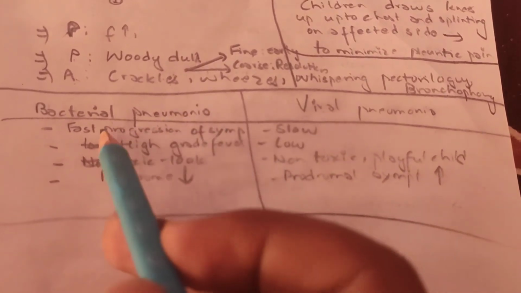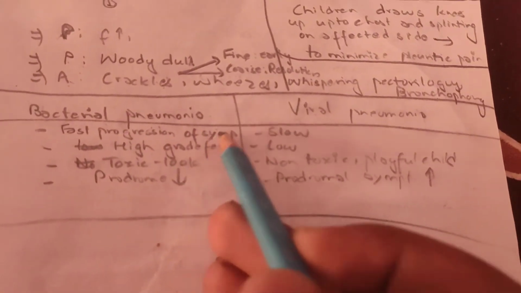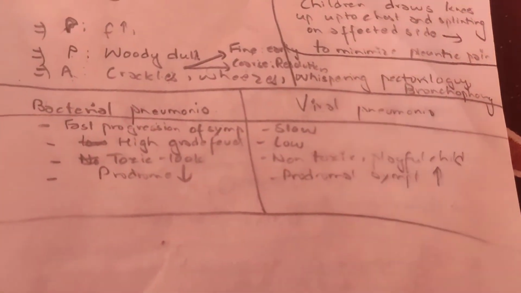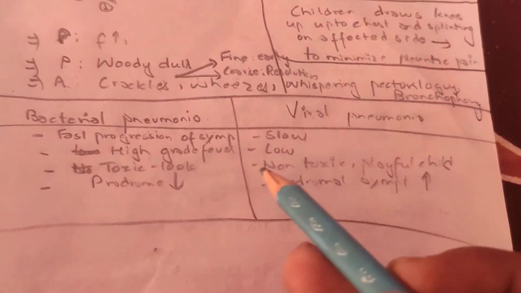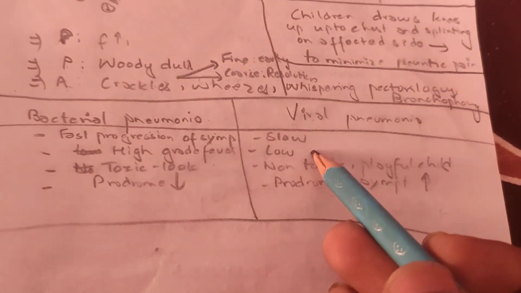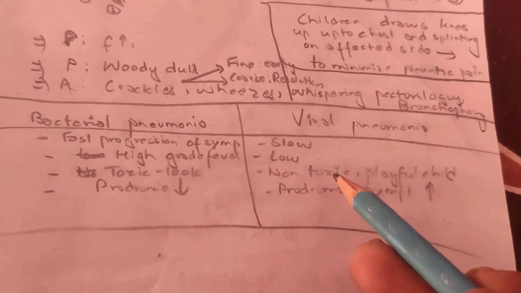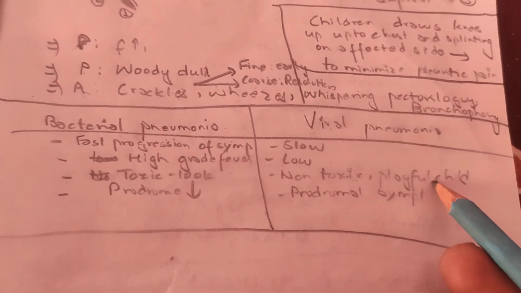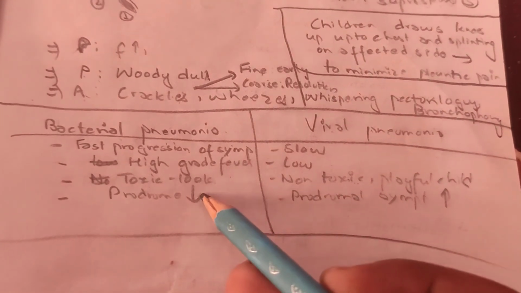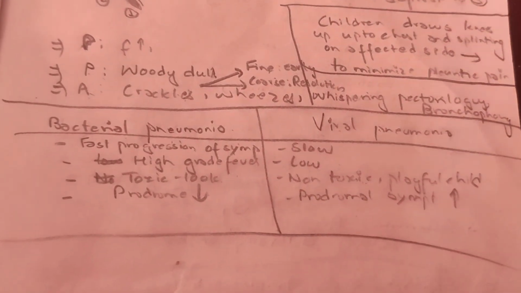In bacterial pneumonia, fast progression of the symptoms occurs. In viral pneumonia, slow progression of the symptoms occurs. High grade fever occurs in bacterial, low grade fever occurs in viral. The patient looks toxic in bacterial pneumonia, while the patient looks non-toxic or the child is playful. Prodromal symptoms are less in bacterial, while prodromal symptoms are more in case of viral pneumonia.